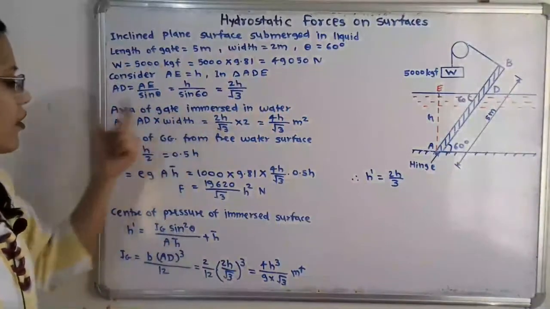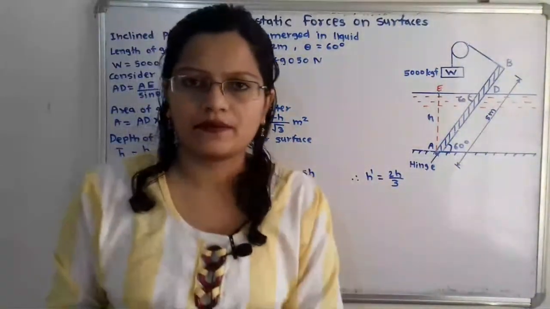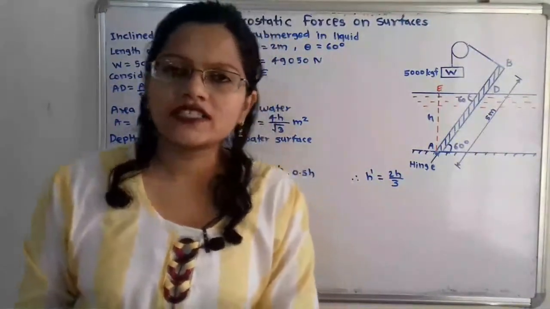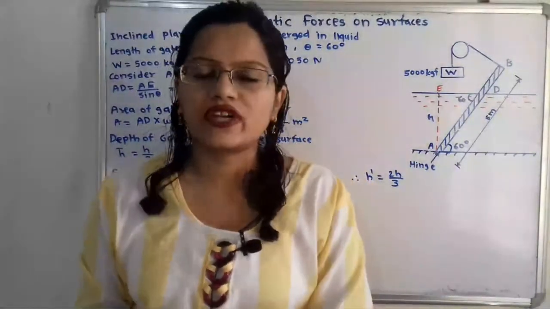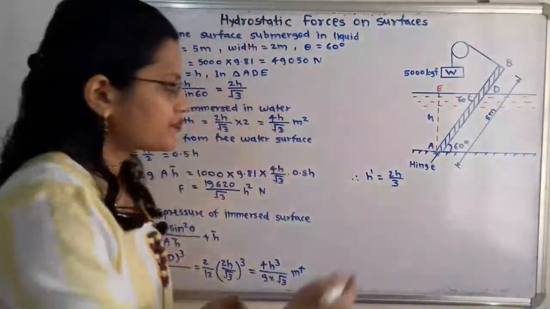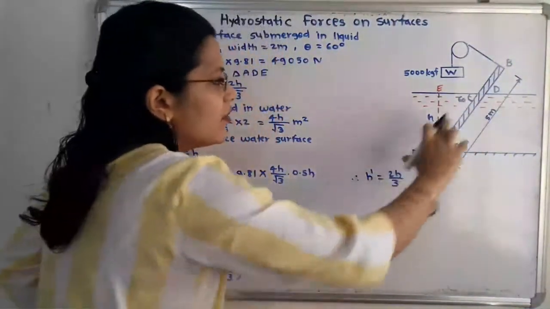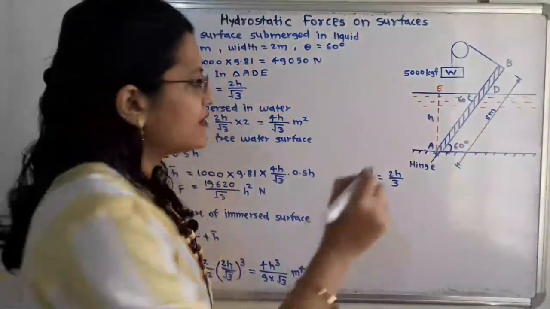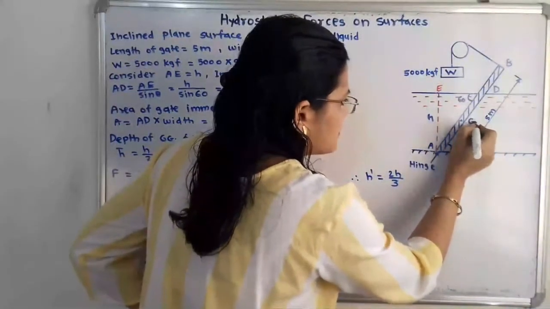Now again, for the calculation of the total force, rho g A h bar, that means again we have to find out h bar. So what is this h bar? That is the location of the center of gravity from the free surface of water. So this total length AD is there, and within this AD we have to select the middle point. So I will select here the middle point, that is the point G.